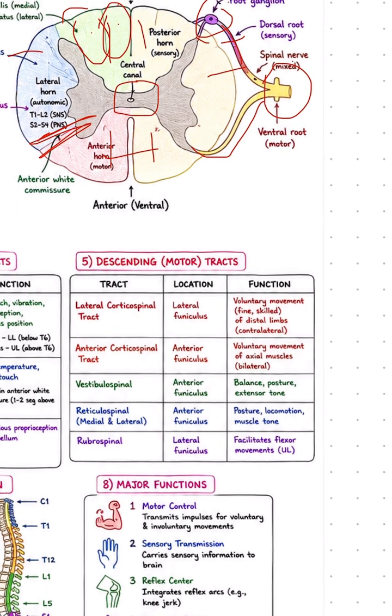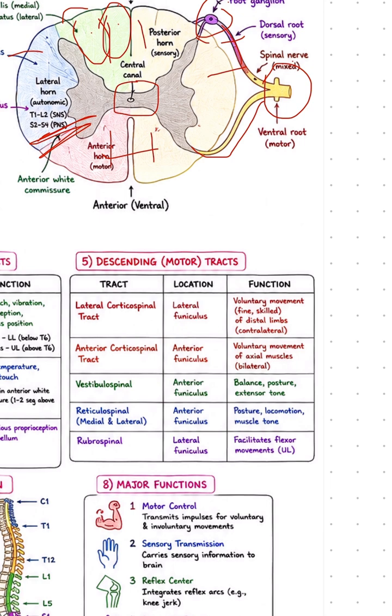Then there are descending tracts. There are 5 descending tracts: lateral corticospinal tract, anterior corticospinal tract, vestibulospinal tract, reticulospinal tract, and rubrospinal tract. Now, lateral corticospinal tract and rubrospinal tract are located in lateral funiculus. Anterior corticospinal tract, as there is a name anterior, and reticulospinal tract, and vestibulospinal tract, all three are located in anterior funiculus.